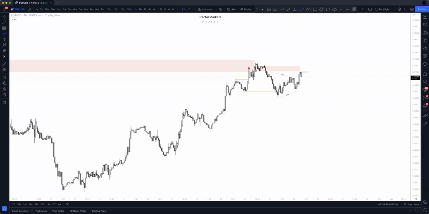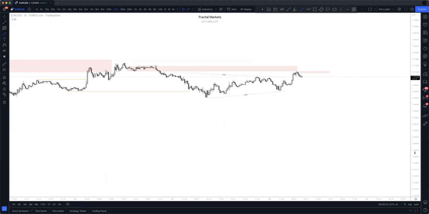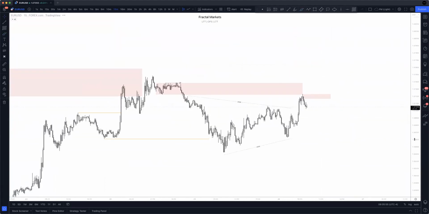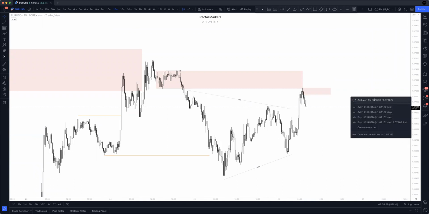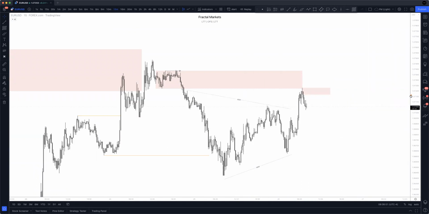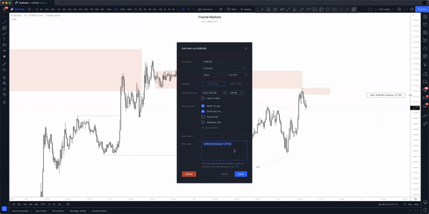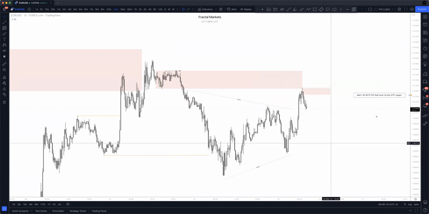If you were away from the charts right now, where would your alerts be? So my first alert would be, it's a good question, awesome question. First alert would be here. Okay, so I would put this at alert, and I would say, M15 POI into HTF. Okay, so that would be my first one.